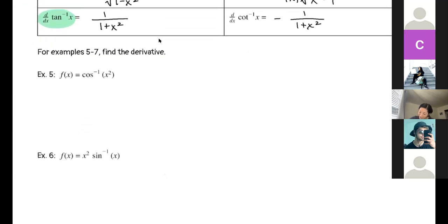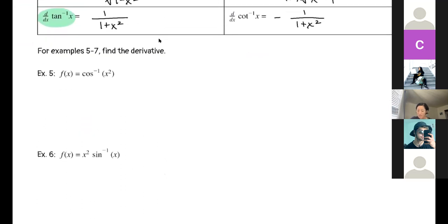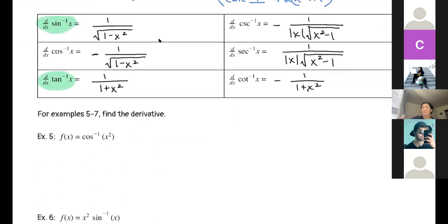Exactly. All right, so for examples 5 through 7, find the derivative. So it's more about recognizing the rules and then applying these new equations, okay? So when I look at example 5, the first rule I might see is the inverse trig, but I sure hope I see another rule in there. What is that other rule? Chain rule, yeah.